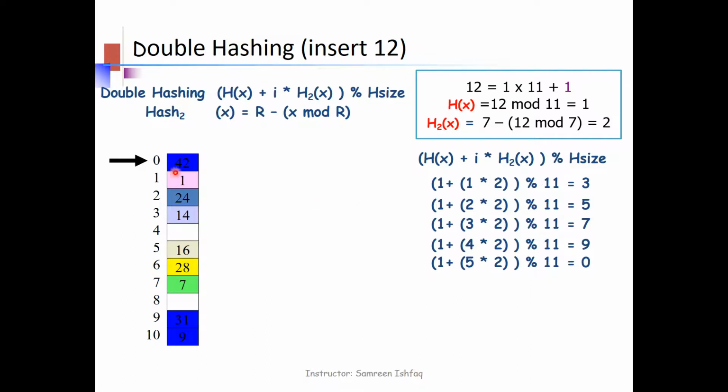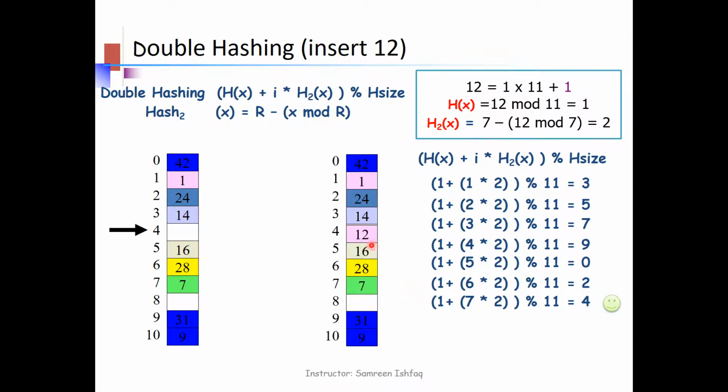Now we will try to insert 12 at index 0. Again a collision occurs. The number of collisions till now is 6. 1 plus 6 multiplied by 2 is equal to 2. We will try to insert 12 at the second index. Again a collision occurred. The number of collisions till now is 7. 1 plus 7 multiplied by 2 is equal to 4. Index 4 is an empty slot. We found a location. Now we will insert 12 at the fourth index.